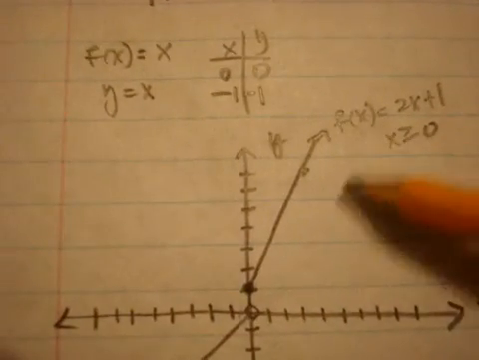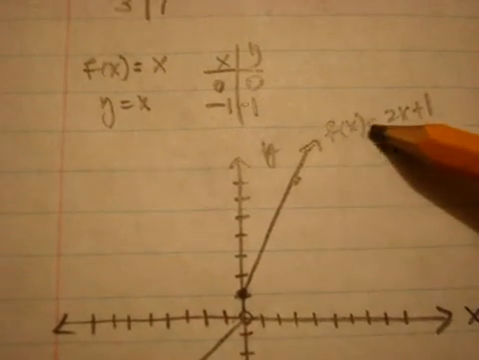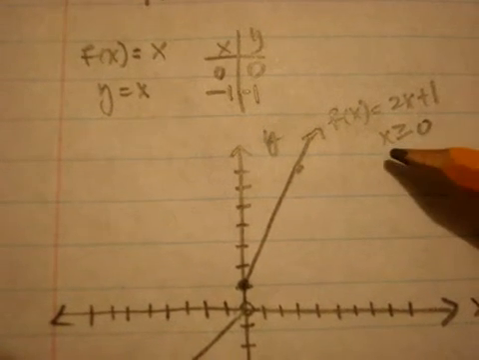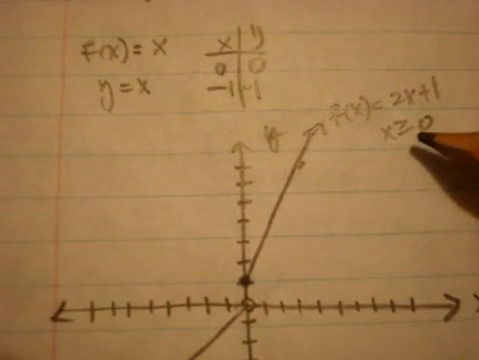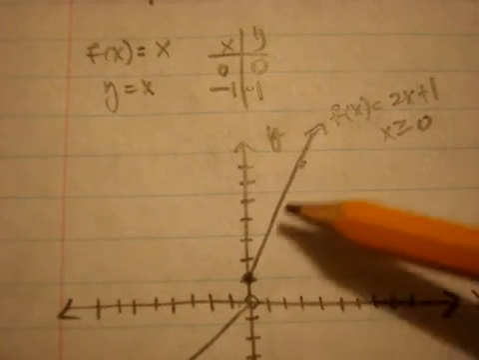As for this one, the graph is f of x equals 2x plus 1, and the x is greater than or equal to 0, so you go up like that.